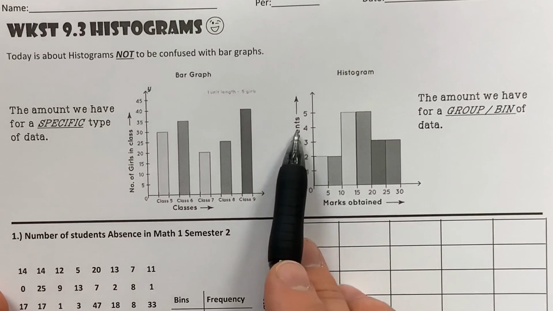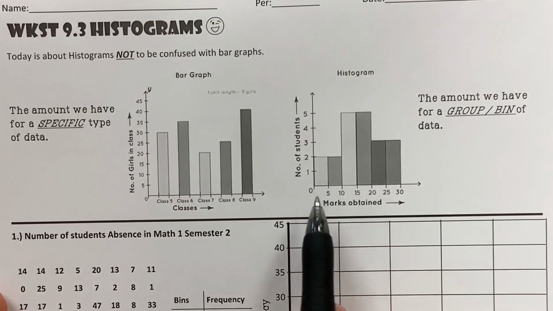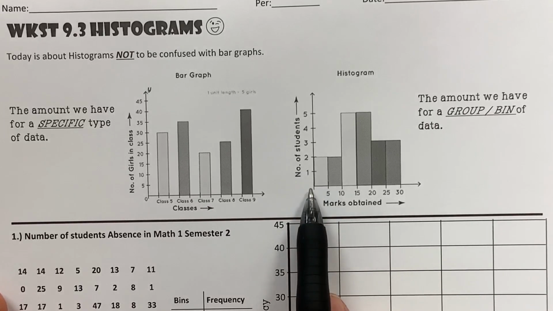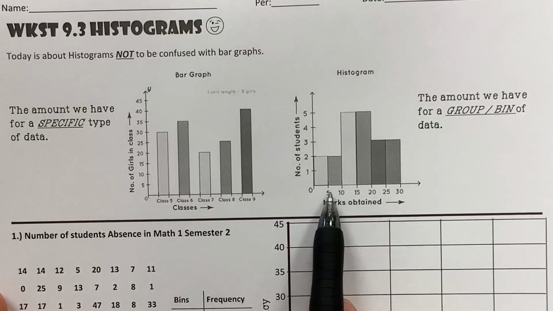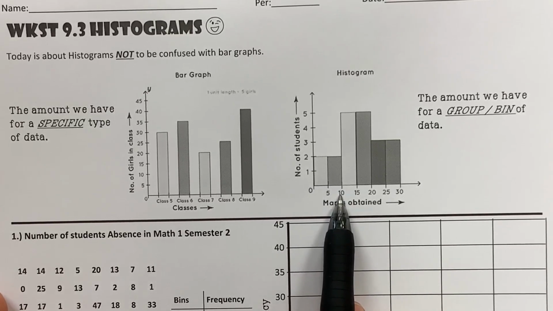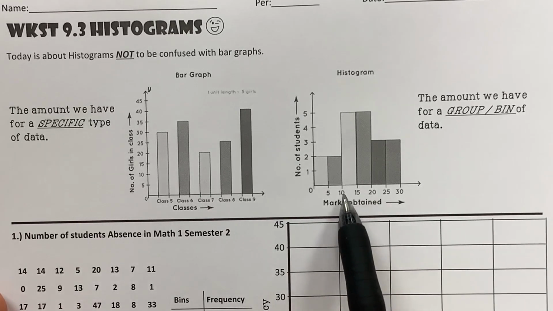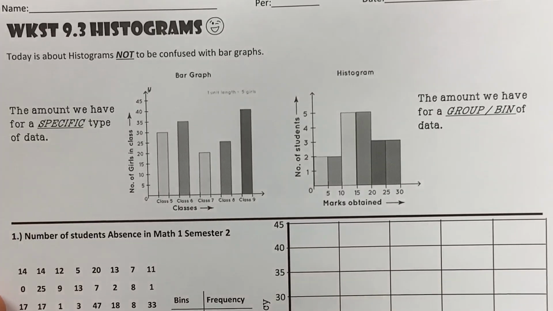So we have number of students, then we have marks obtained. So this first one is from 0 to anything less than 5. So if you have any 0 marks to anything less than 5 marks, there were 2 students. From 5 to anything less than 10, there were 2 students. Any marks that were between 10 and anything less than 15, there were 5 students.